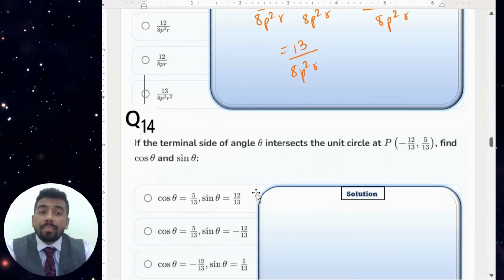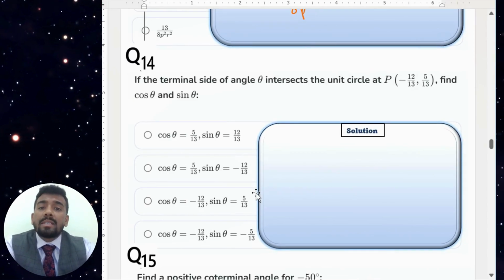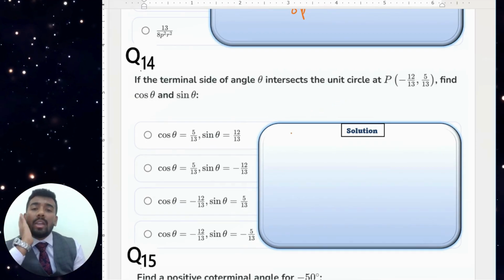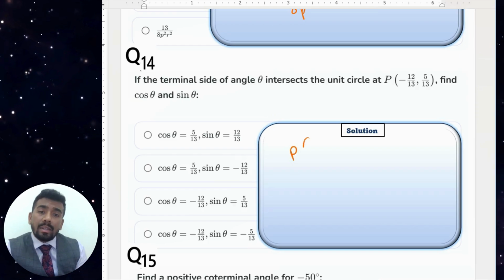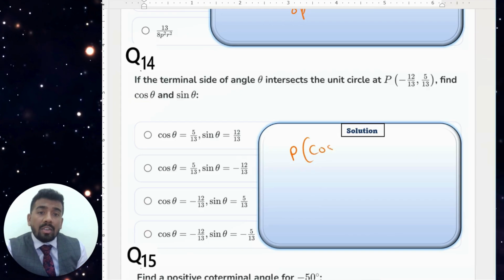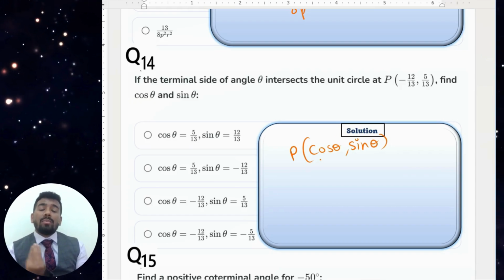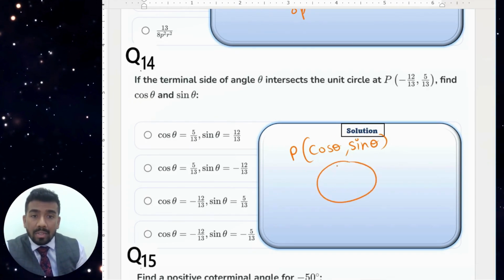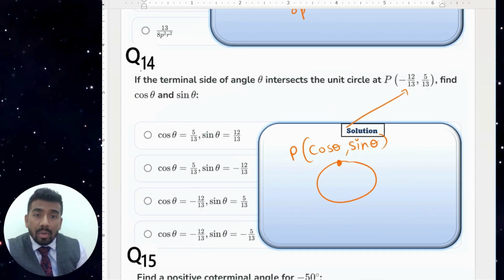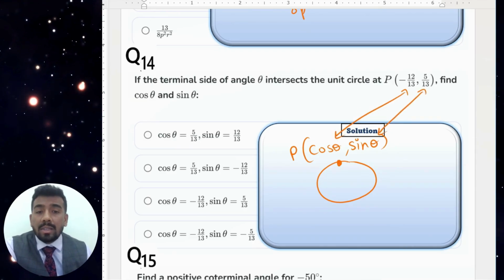Okay. Next one. If the terminal side of angle theta intersects the unit circle, find cos theta. Now everybody knows, every point on a unit circle is always given by cosine theta and sine theta. So cos will be x and then the y. So that's your point. When you compare it with this, what do you get? What is the cosine? This, and what is the sine? This. That's it, easy peasy.